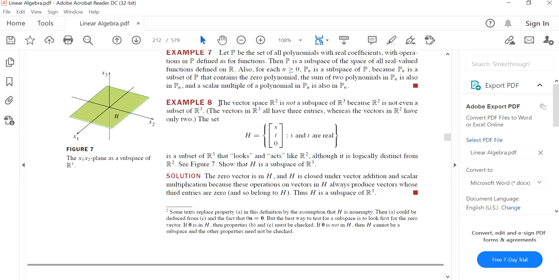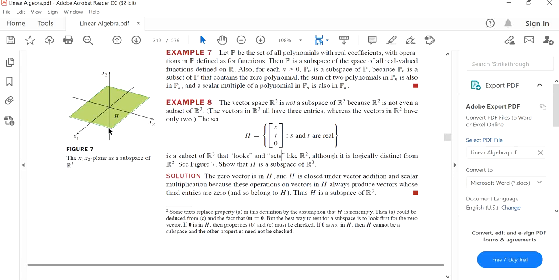Now let's look at example 8. The vector space R2 is not a subspace of R3 because R2 is not even a subset of R3. So basically the vectors in R3 all have 3 entries, whereas vectors in R2 have only 2. But there is a subset of R3 that looks and acts like R2, although it is logically distinct. Because someone might argue, if you had just s and t in R2, that the third element can be anything. It is not necessarily 0. But this is sort of a plane. This already has the third element defined as 0, which means that this is a plane which has z equal to 0. So this is basically the xy plane.